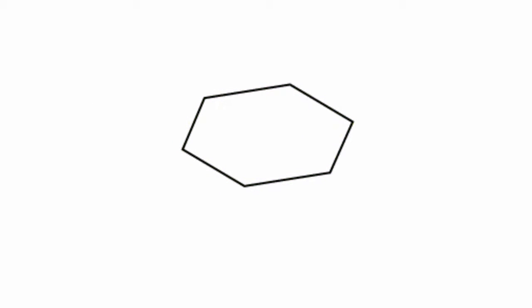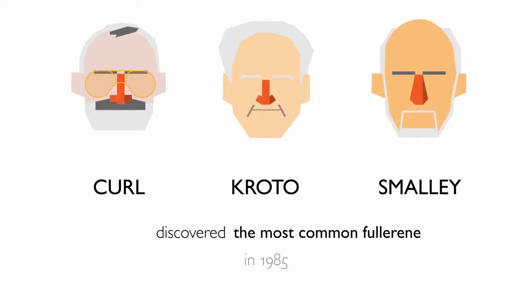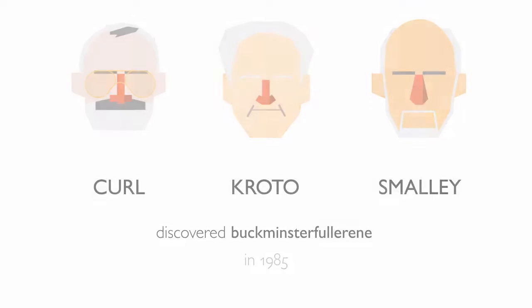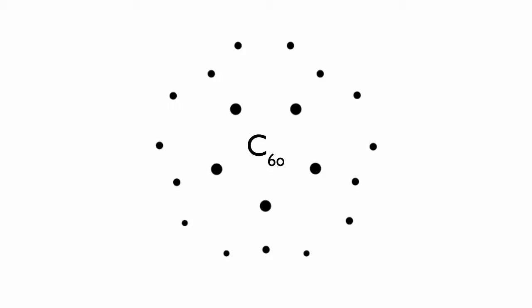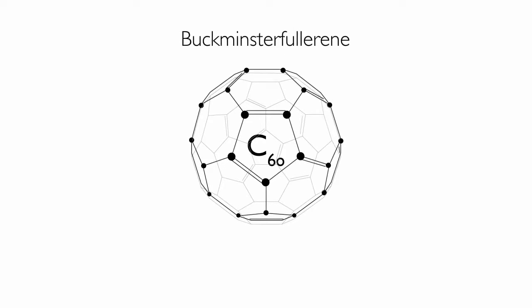Fullerenes are carbon-based molecules with a hollow cage-like structure. Robert Curl, Harold Kroto and Richard Smalley discovered the most common fullerene in 1985, the Buckminster fullerene. It consists of molecules containing 60 carbon atoms joined together forming a hollow sphere. There is an alternating arrangement of hexagons and pentagons, much like that seen in a football.